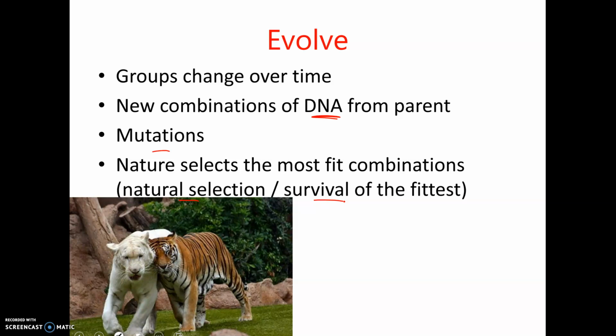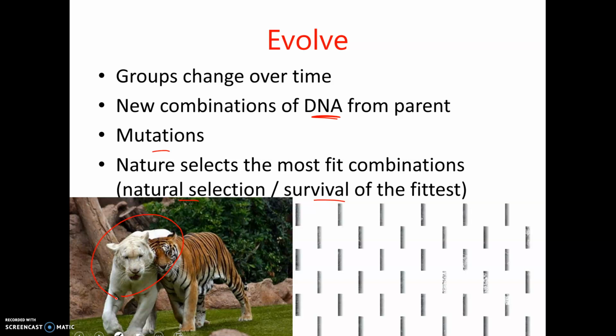For example, you don't see a lot of white tigers in the wild. They don't survive as well. They don't blend with their environment as well. And so even though we see them in the zoo, when that mutation arises, it probably doesn't stick around because it's not favorable for survival.